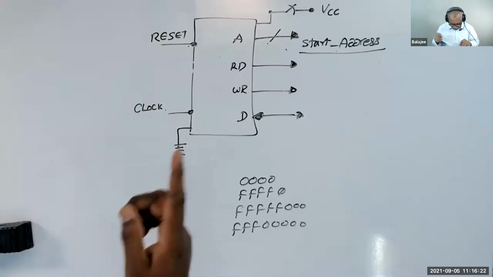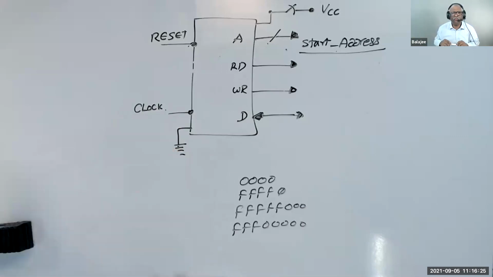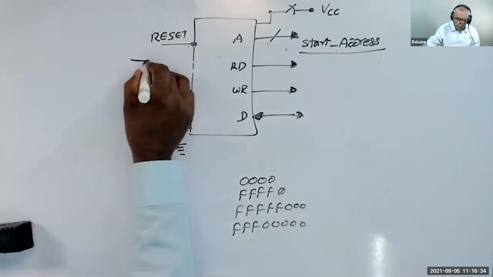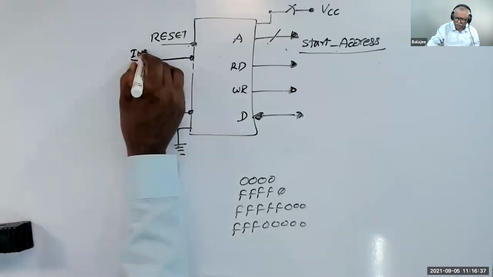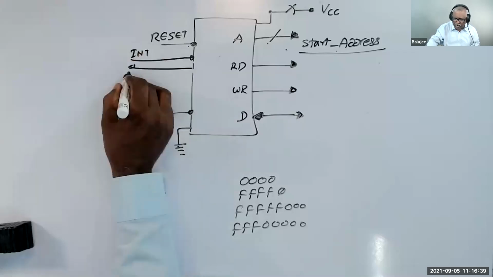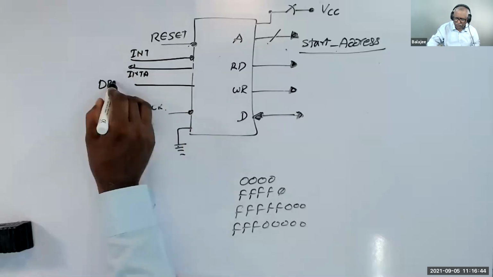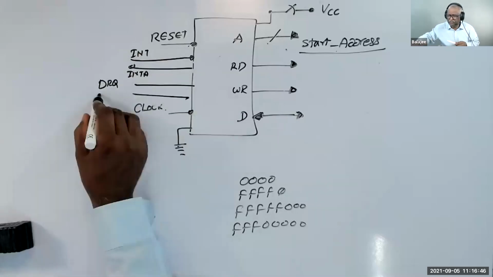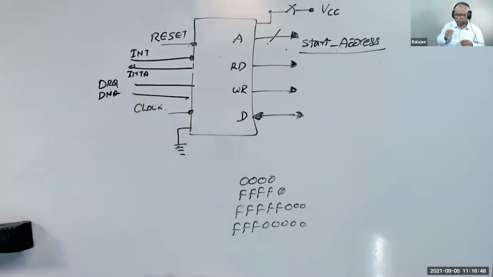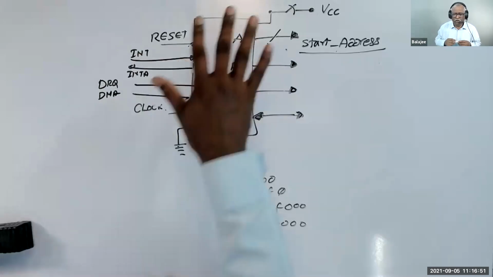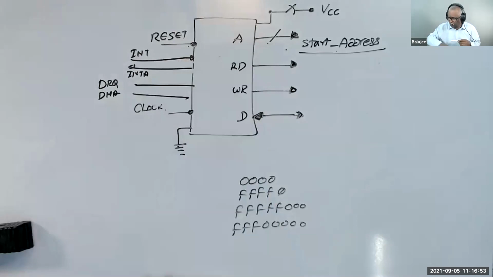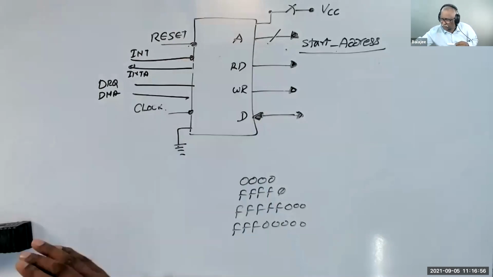Now, the trick is, there were a few more extra features. One feature is called interrupt. It gives interrupt acknowledge. Another feature is called DMA request, and DMA acknowledge. We'll discuss this later. This is what the generic processor looks like, where we will see what the variations of an 8085 are.